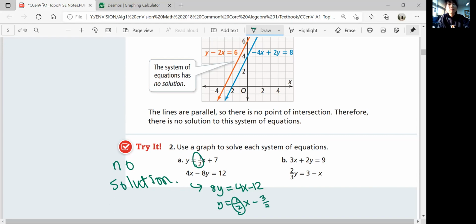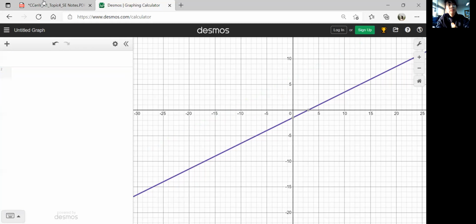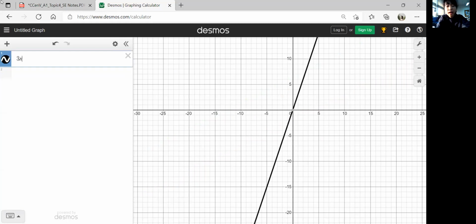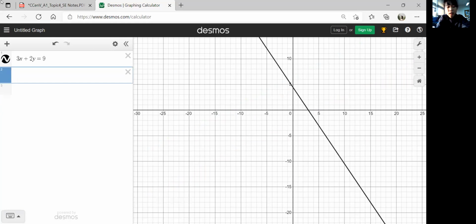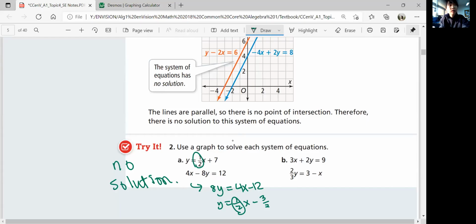Okay, what about part B? Let's graph part B. 3x plus 2y equals 9, and 2/3 y equals 3 minus x. Okay, what do you see? They are exactly the same line. Okay, so they have infinitely many solutions. You can also check by solving them out algebraically. All right.